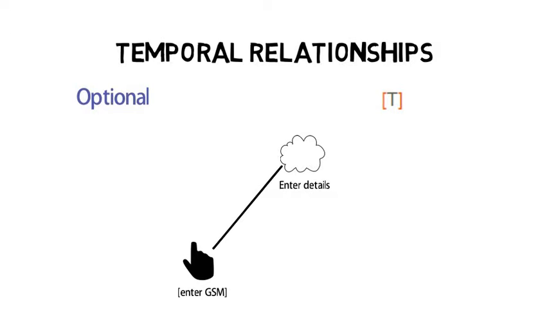Iteration. The task is performed iteratively. When it terminates, its execution is started again from the beginning. For example, a search facility. After finishing a search, a new search can be performed. Optional. The task will be an optional task. For example, entering a GSM number is an optional task.